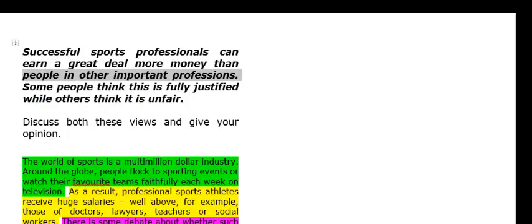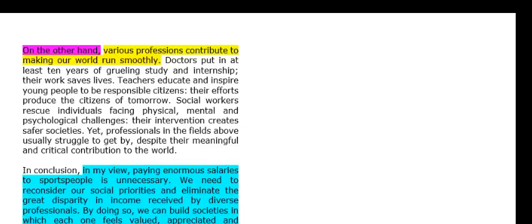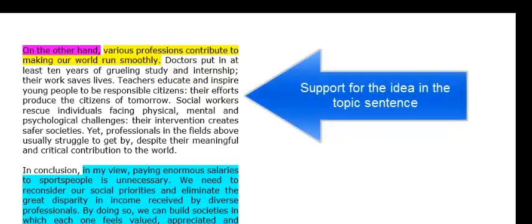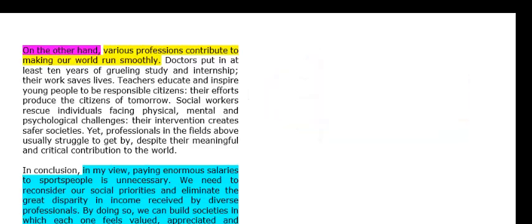So this is going to be the topic sentence, and you can see it very clearly in body paragraph 2 here. Various professions contribute to making our world run smoothly. And as per usual, the rest of this body paragraph is dedicated to supporting this idea. And in the support, it just shows how these other various professions contribute.